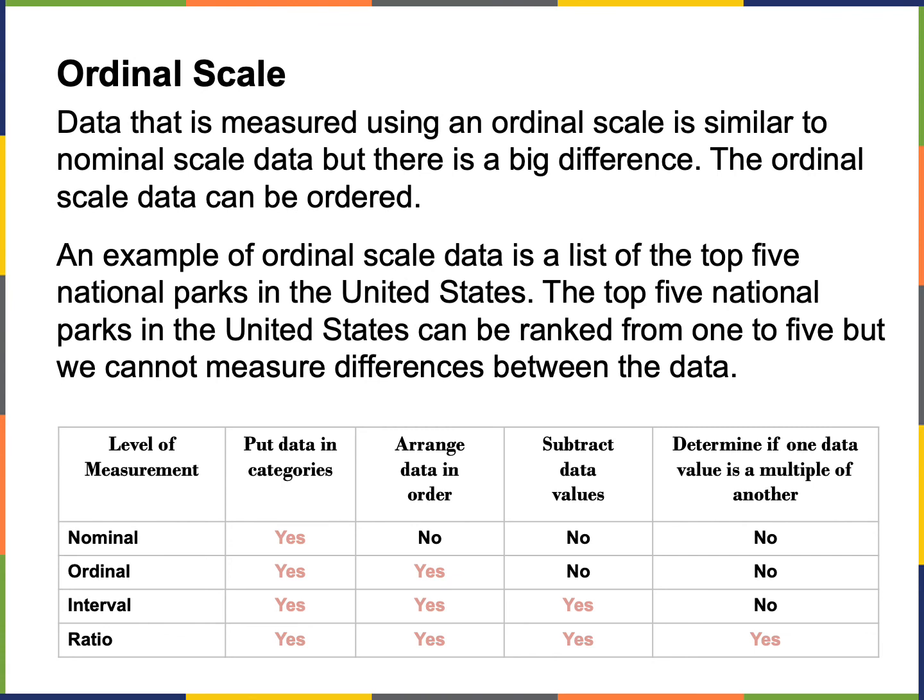Now, ordinal scale is data that is measured similar to nominal, but the difference is that ordinal scale data can be ordered. So nominal, name; ordinal, order. You see, we're not very creative. The definitions are in the name as well. An example of ordinal scale data would be a list of the top 5 national parks in the United States. We can rank them from 1 to 5, but we can't measure differences, like how much more 1 is than 2. You can't really do that. That's just the rankings.